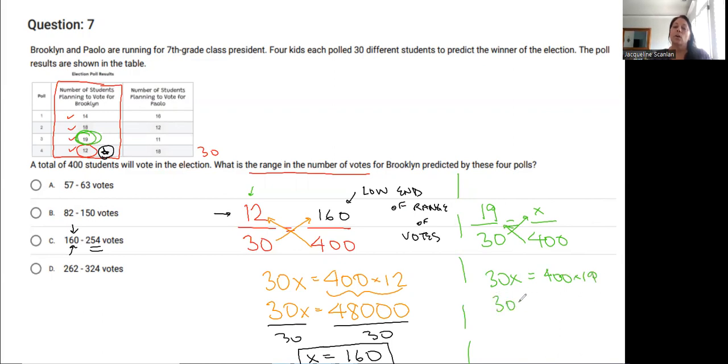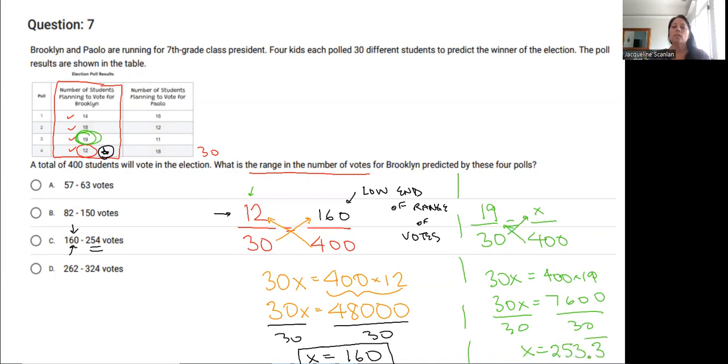I don't know what 400 times 19 is, so I'd use my calculator. And I get 7,600. Divide both sides by 30. Wow, I did math bad on the last one. And I get x equals whatever I get. 7,600 divided by 30 gives me a crazy decimal. It gives me 253.3 repeating, all right?